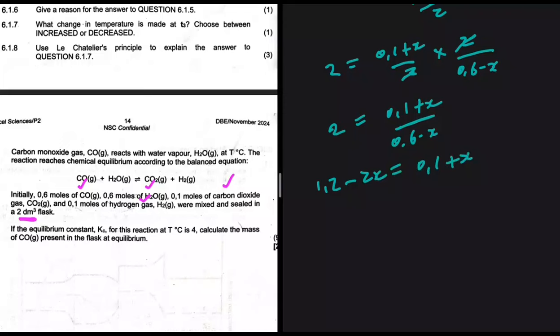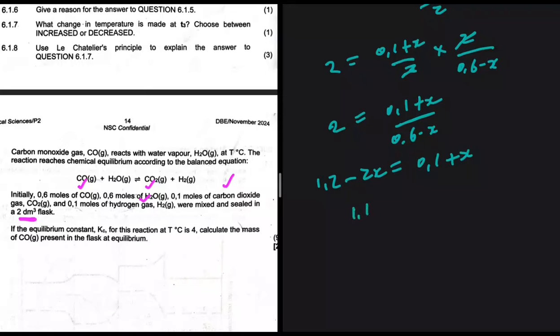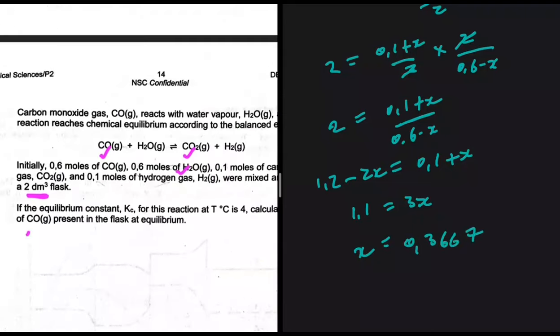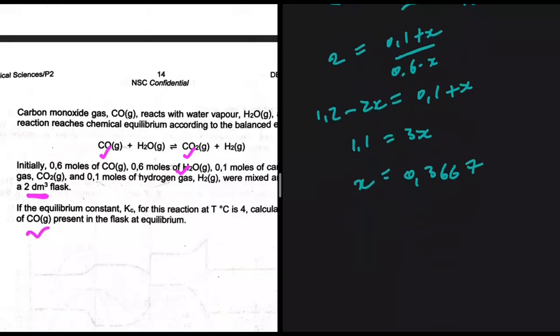So 1.2 minus 0.1 is 1.1. Okay, I feel so stupid, but I don't want to make any mistakes. x plus 2x is equal to 3x. So x is equal to 1.1 divided by 3, which is 0.3667. What are we looking for again? The mass of carbon monoxide at equilibrium.